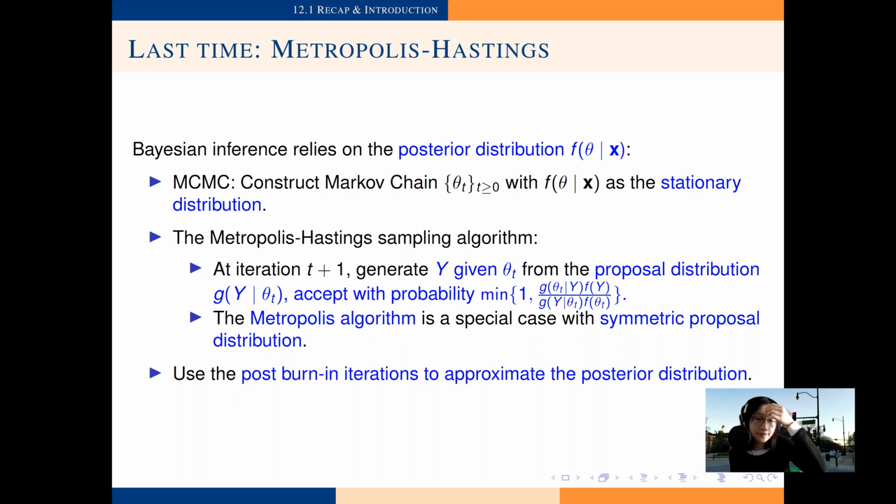We also introduced a special case for the MH algorithm, which is called the Metropolis algorithm. This is the case where we use a proposal distribution G that is symmetric around y and theta t. In other words, G of theta t given y will be equal to G of y given theta t. And in this acceptance probability, these two G's will cancel out and we're left with the ratio of the two F's.